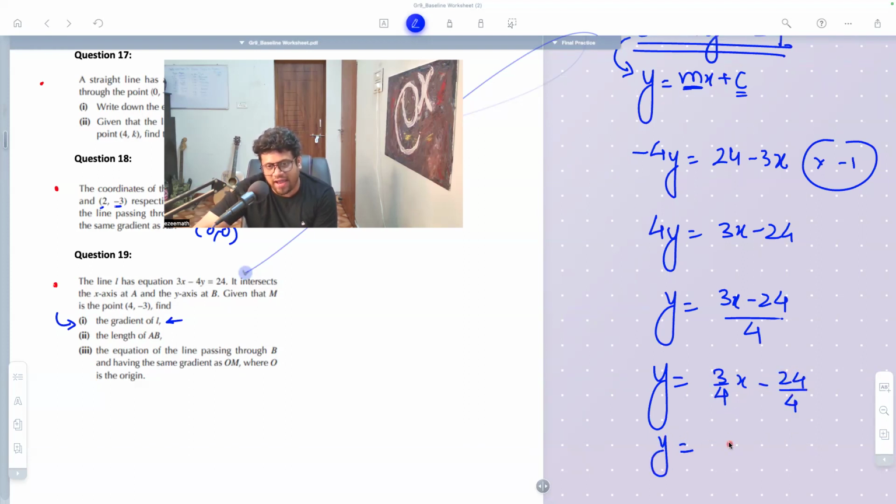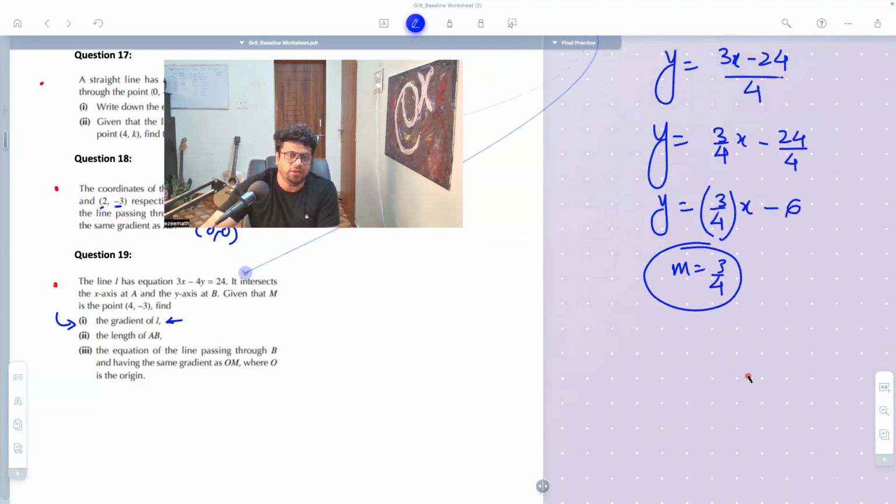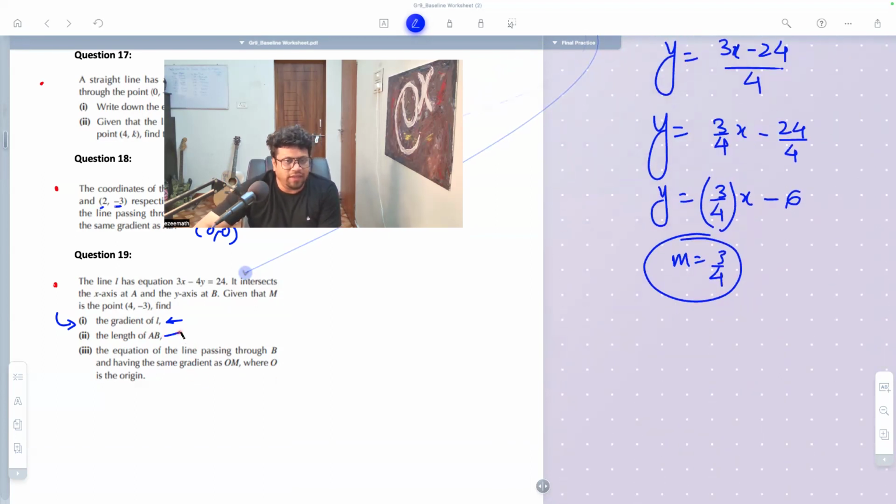There it is. y equals mx plus 6. So m comes out to be 3 by 4. That's a very nice trick to find out the gradient of the line L. Make y the subject. Try to bring it to the mx plus c form. There it is, your m value. Done.